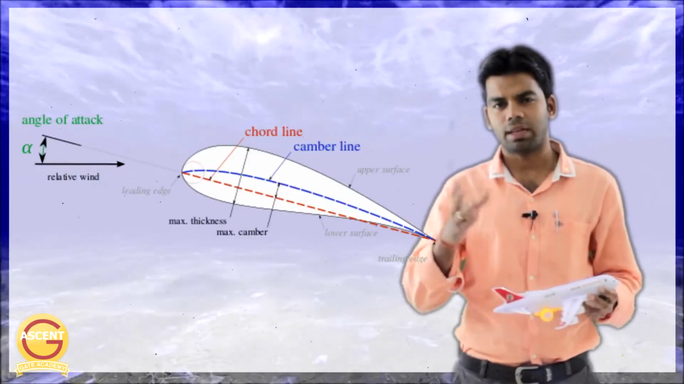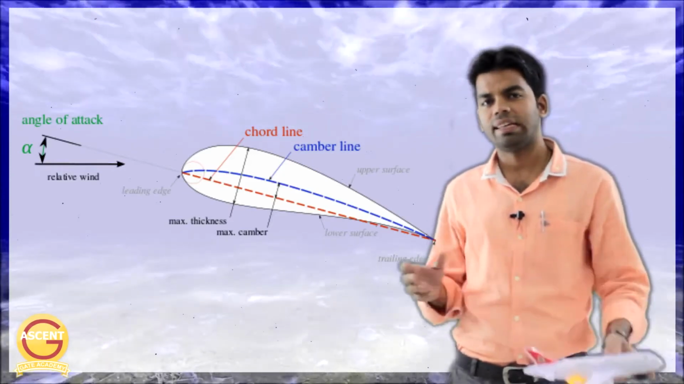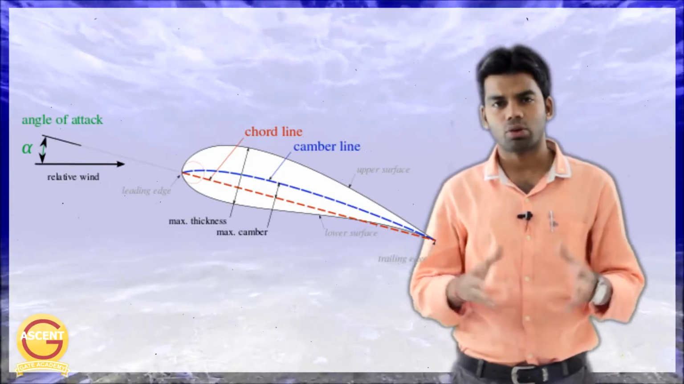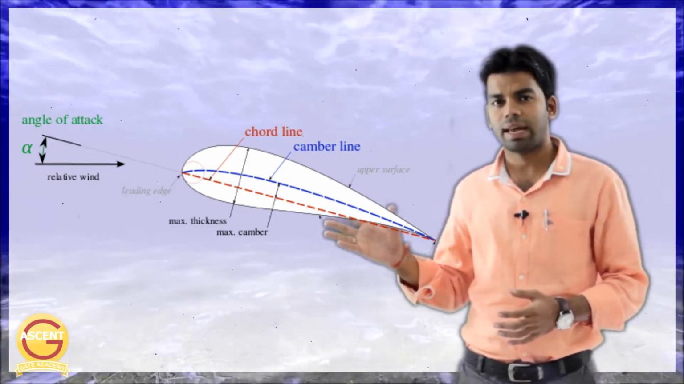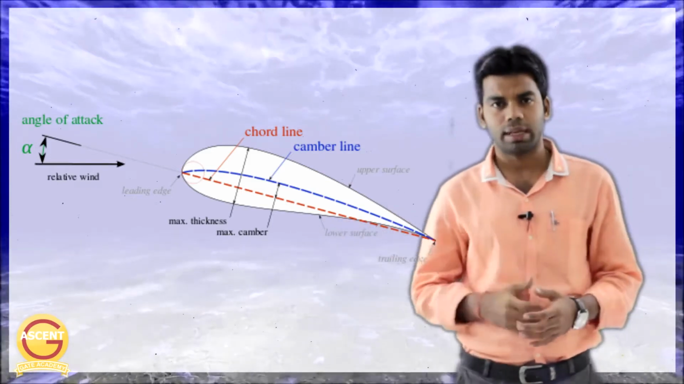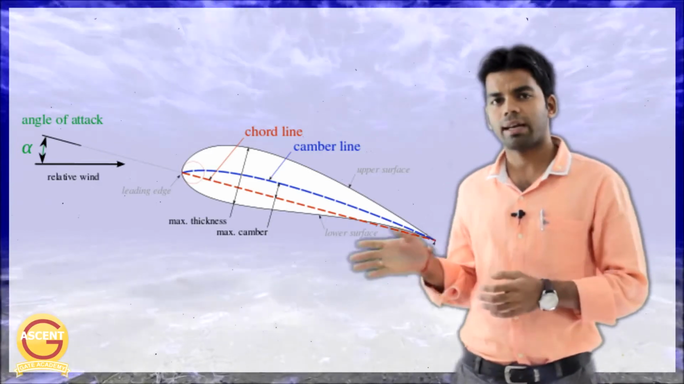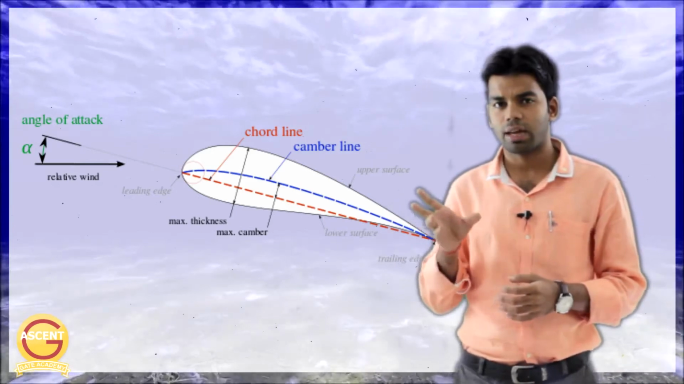Now coming to the airfoils, I will tell you the basic terminologies of the airfoil. First is the chord line. The line joining the leading and trailing edge of the airfoil is called the chord line. Second is the profile line or camber line. You can see here the line joining the midpoints of the profile is the profile line or camber line. Third is the angle of attack. The angle between the chord line and the undisturbed velocity is the angle of attack, which is represented by alpha.